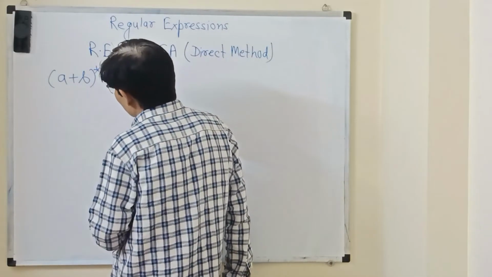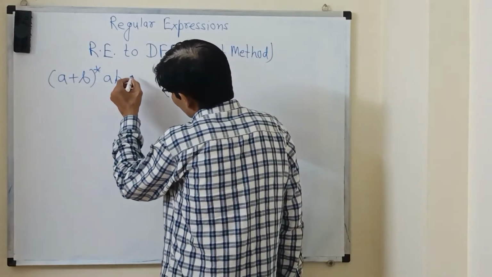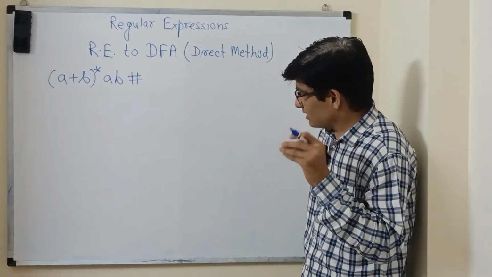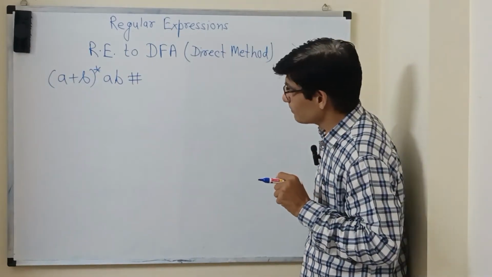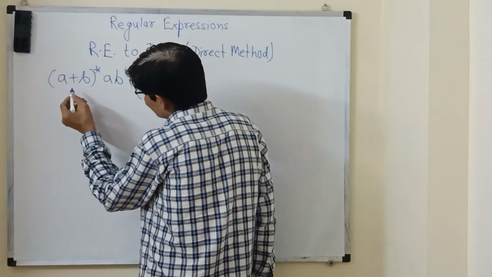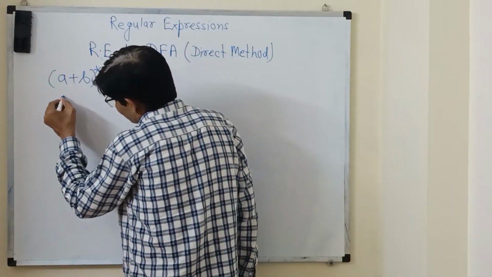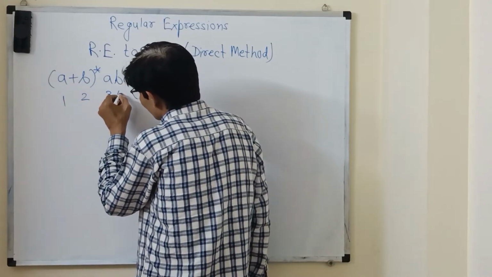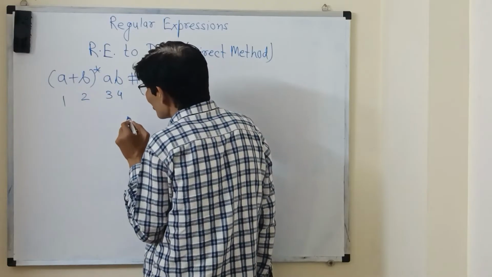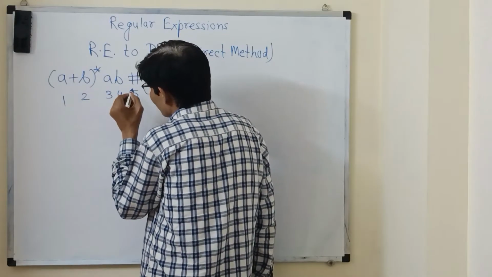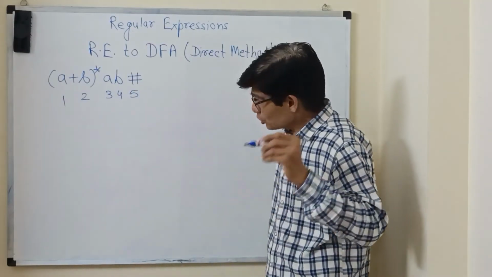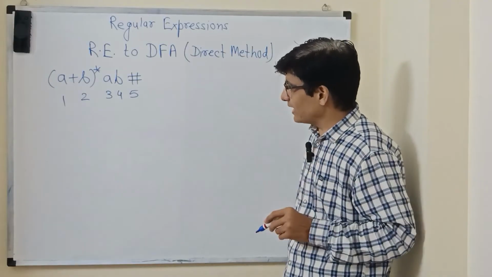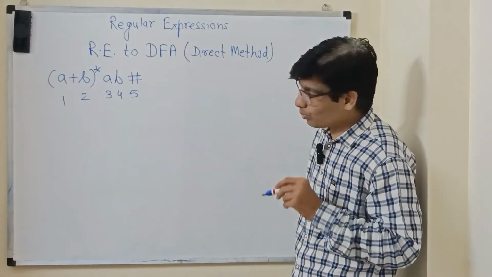As the first step, I will put one extra symbol here, a hash. This completes our first step. In the second step, we number all the input symbols from left to right, starting from 1. So this is number 1, this is number 2, this is number 3, this is number 4, and that hash is also considered an input symbol, so I will number it as 5. So I have numbered all the input symbols. As the third step, we will find first pos set and follow pos set.